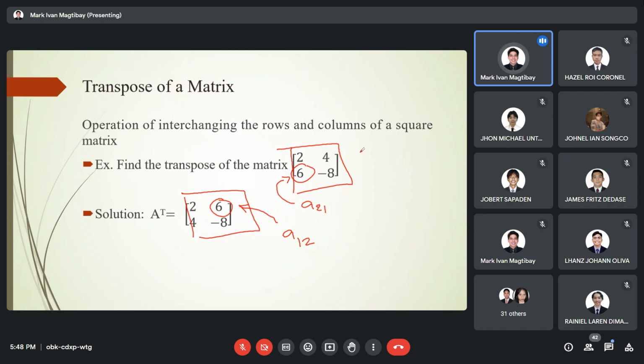kung dun po sa original matrix natin, may mga elements po tayo. Let's say dito po, A11, ito A12, ito po ay A22. Na pag binaliktad po natin yan, magiging A21 po yan. So meaning to say, ang tawag po natin dun sa operation na pinagbaliktad po natin yung kanyang number sa row at sa column is yung ating pagta-transpose po. Kaya kung mapapansin niyo po, yung nasa A12 kanina na value na 4, napalipat po sa A21 ng transpose po nating matrix.